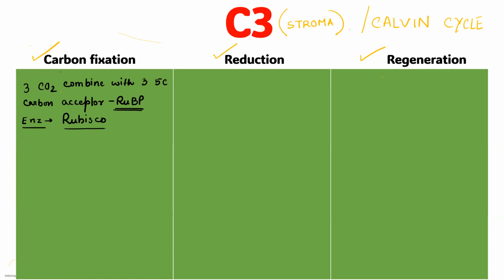Here we have enough carbon dioxide, so oxygenase activity is not seen here. Rubisco means what? RuBP carboxylase oxygenase. We don't get to see the oxygenase activity of Rubisco; we'll see the carboxylase activity here. So what's happening? Let's write CO2 plus RuBP gives what? 3-PGA. This is what is happening actually.